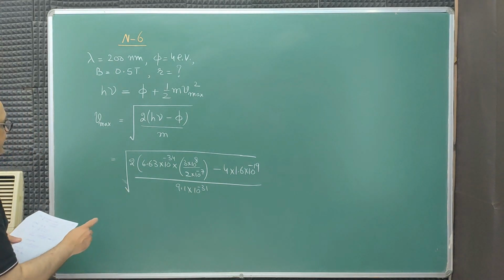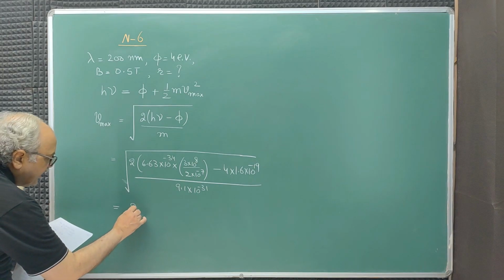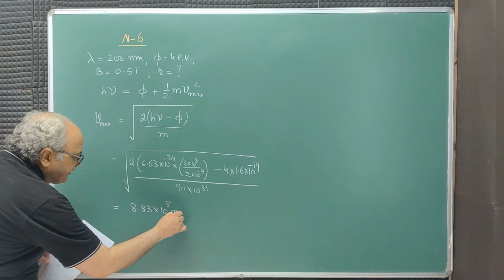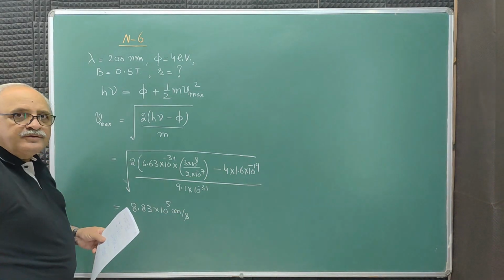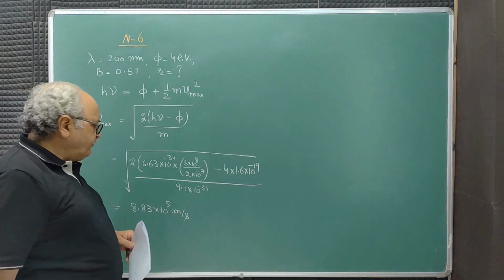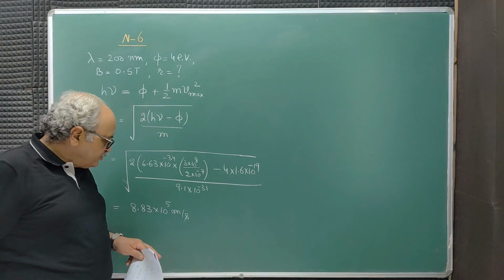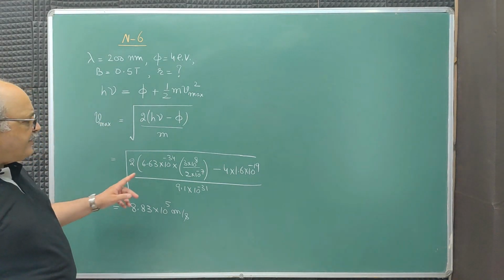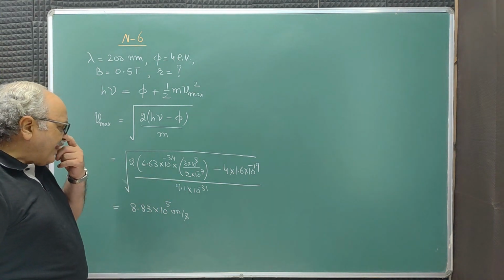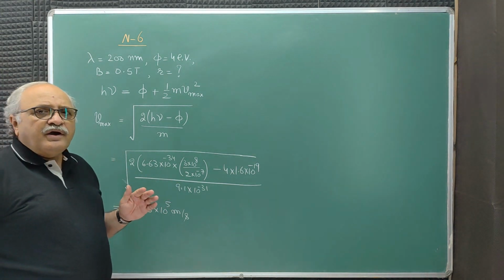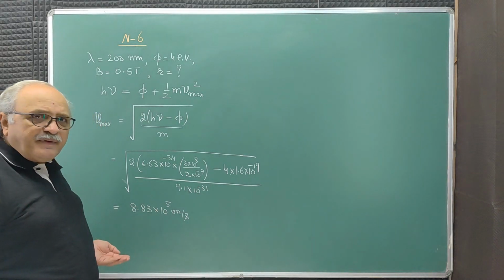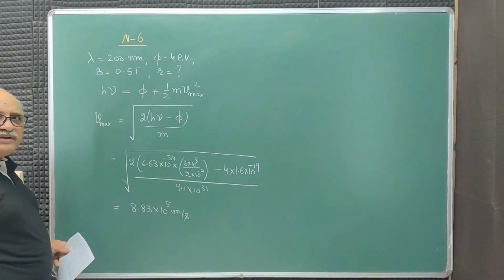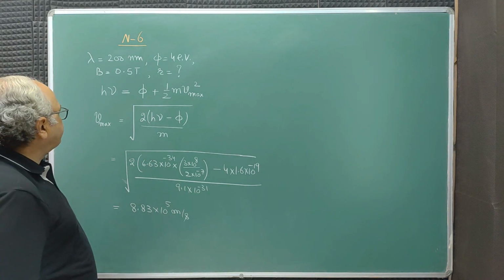My calculation gives me the value 8.83 into 10 to the power 5 meter per second. You just pause the video and calculate it to check. There may be a small difference, depending on how you use the calculator and how many significant figures you keep. So this is 8.83 into 10 to the power 5 meter per second from my calculation.